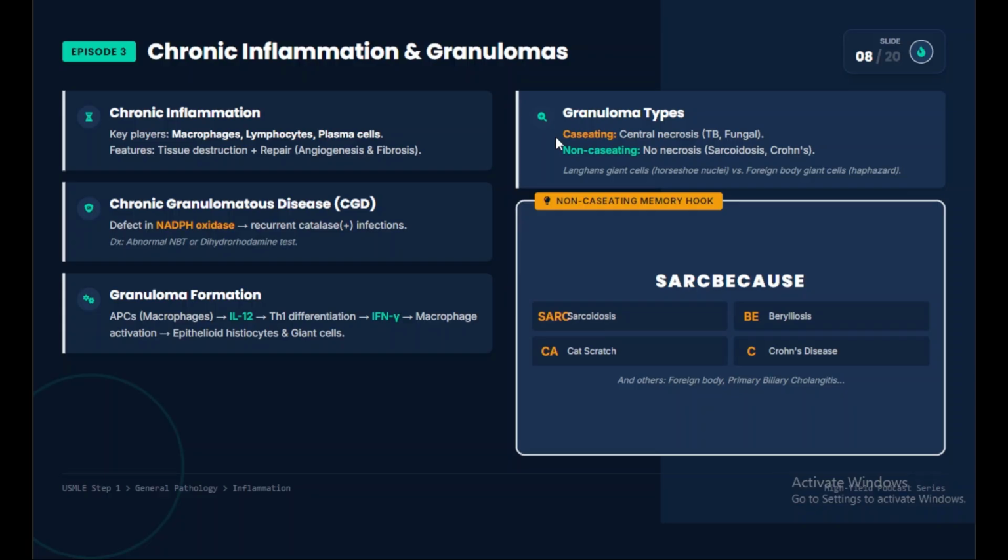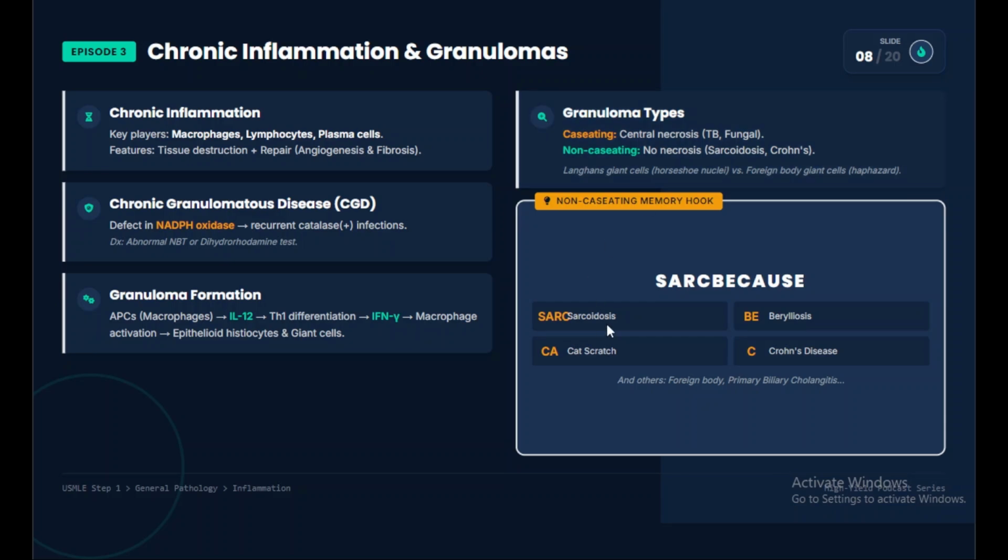Now, non-caseating granulomas do not have any central necrosis, and the classic causes are sarcoidosis, Crohn's disease, berylliosis, cat scratch disease, and primary biliary cholangitis, if I'm not mistaken. Histology often shows foreign body giant cells with haphazard nuclei. So yeah, that's it from my side for chronic inflammation.